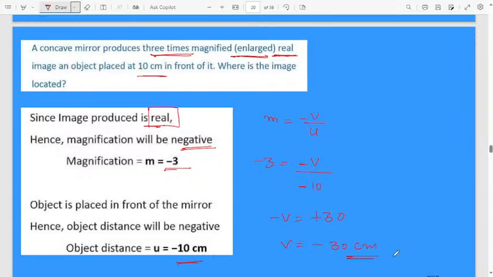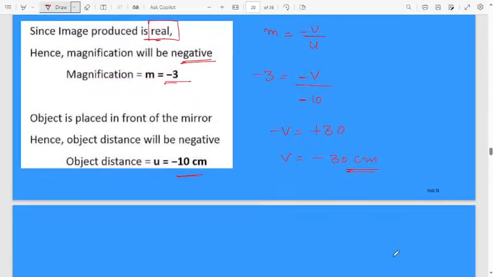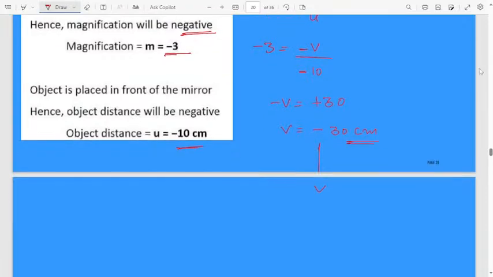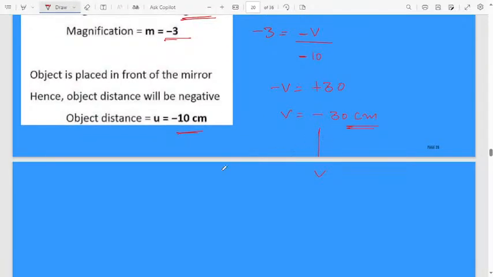-30 centimeter. This minus sign will indicate the image is located 30 centimeter in front of the mirror. I will write here, this -30 centimeter. The negative value of v will indicate the image you will get, the image will form in front of the mirror.